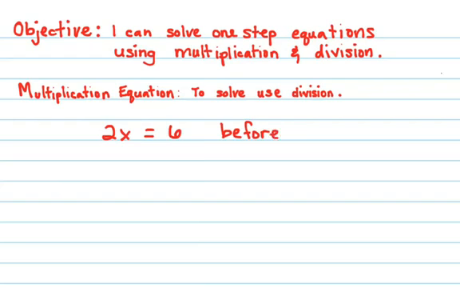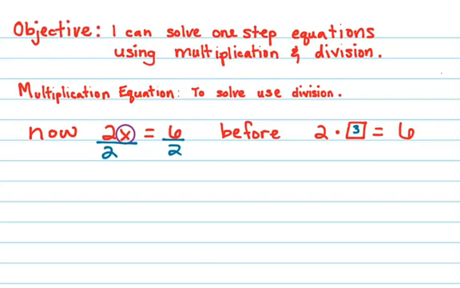Now before, we did 2 times something equals 6. And 2 times 3 equals 6, right? Now we're going to solve it algebraically. And so we have 2x, which means 2 times x. And we're going to do the opposite of multiplying by 2 to both sides. So to isolate this variable, we need to get x by itself. And so we divide by 2 on both sides.